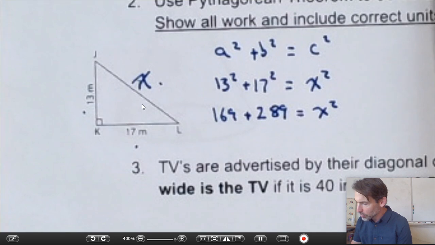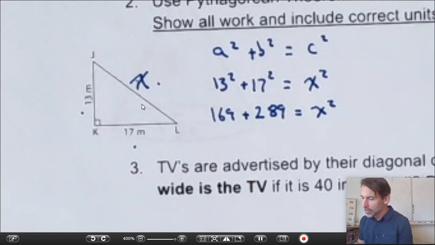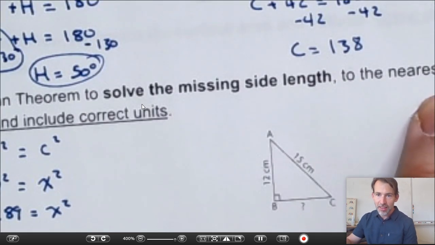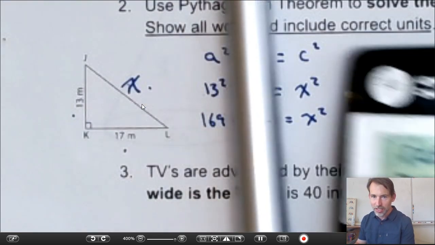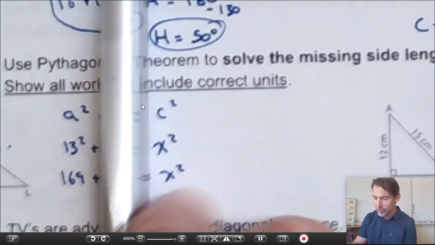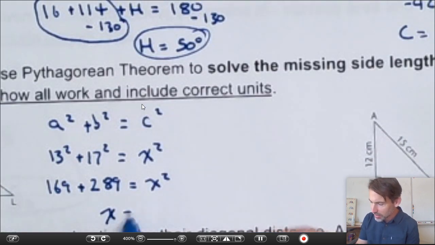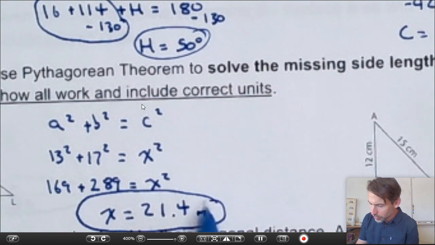We take the square root of 458, and that is 21.4009. We were asked to the nearest tenth, so give it to the nearest tenth. That's 21.4. The 0 rounds down, so it's 21.4. X equals 21.4 meters. Show all work and include the correct units. I did. Meters.